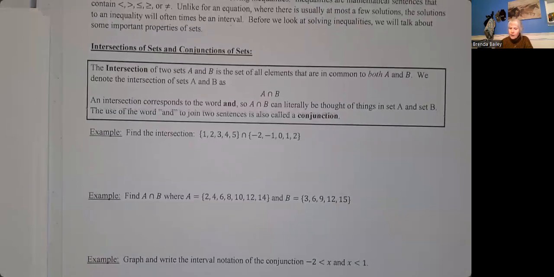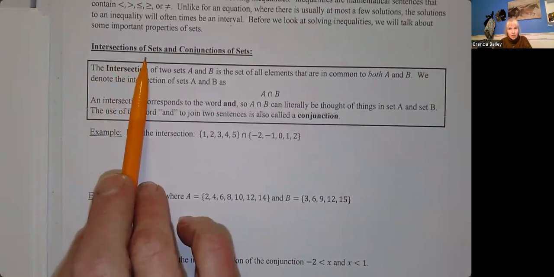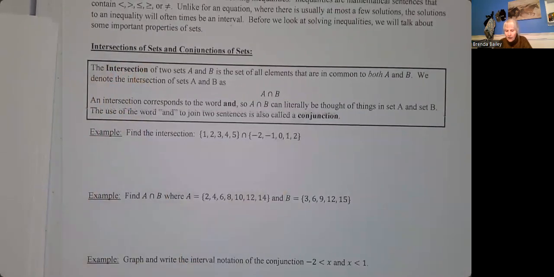To begin with, we're going to look at intersection of sets and conjunctions of sets. They're the same thing, just two ways of meaning the same thing. Now, in math, you're learning how to translate from English to symbols, and it's like learning a foreign language. It's exactly like learning a foreign language. So we're going to be transferring some of these English ideas into symbols.